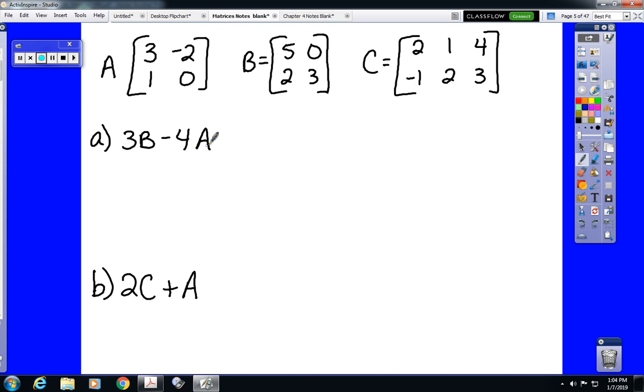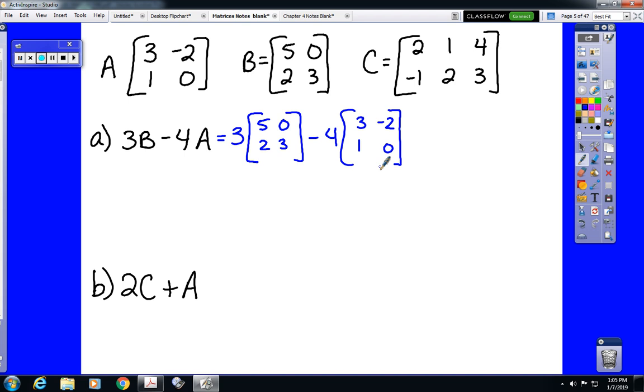So for instance, here I have 3 times b minus 4 times a. So let's write out what that's saying to do. We're doing 3 times the information in matrix B minus 4 times the information in matrix A. 3, -2, 1, 0. Order of operations says that scalar multiplication should come before addition or subtraction. PEMDAS, right? Multiplication division is before addition subtraction. So we're going to start off by multiplying all these numbers by 3, which would be 15, 0, 6, 9.